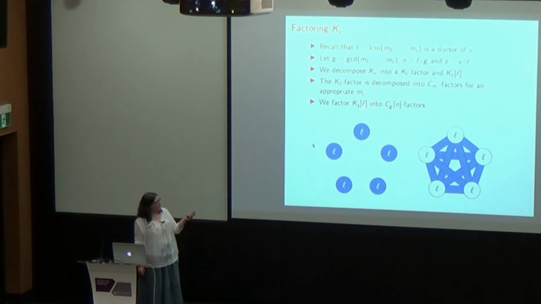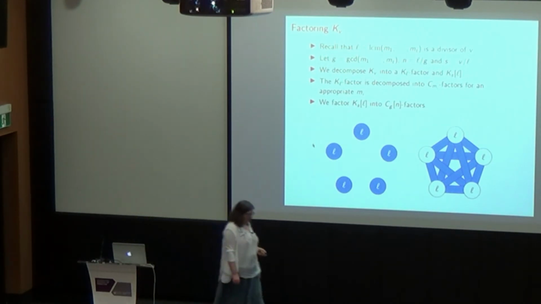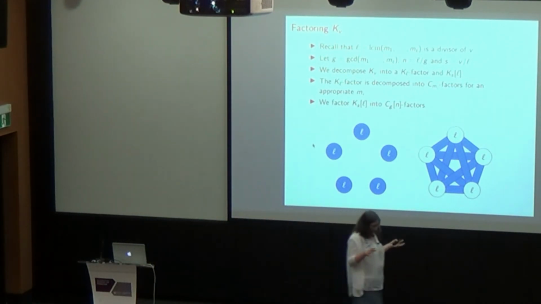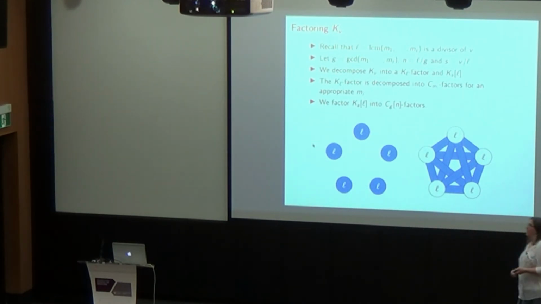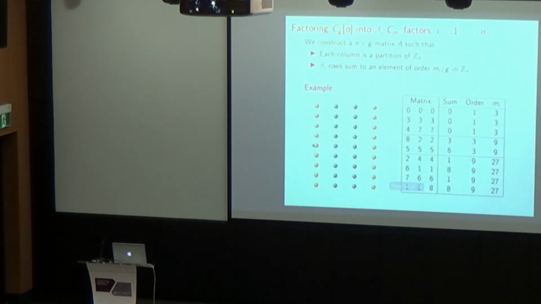What I'm initially going to do with that is to factorize it into CGN factors. So I have some factorization of this graph where each of the factors looks like a disjoint union of these blown up cycles CGN. And what we need to do at this point is to further factor CGN into the appropriate number of CMi factors for each of the cycle lengths Mi.